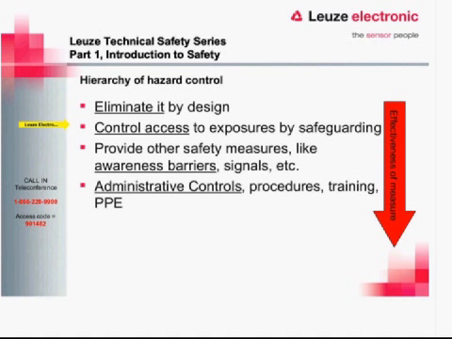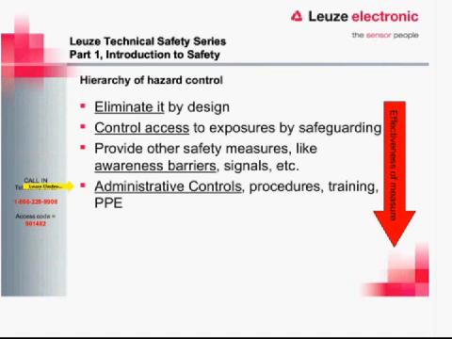The next step, if we can't design it out of the machine, would be to control the access to the exposures by safeguarding. This would be hard guarding, AOPDs, light curtains, roto scans, interlock switches, anything like that that can help us control access to the dangerous point. The next one would be to provide safety measures like awareness barriers, signals, you've all seen the yellow caution tape on the floor, signs warning of pinch points, things like that.